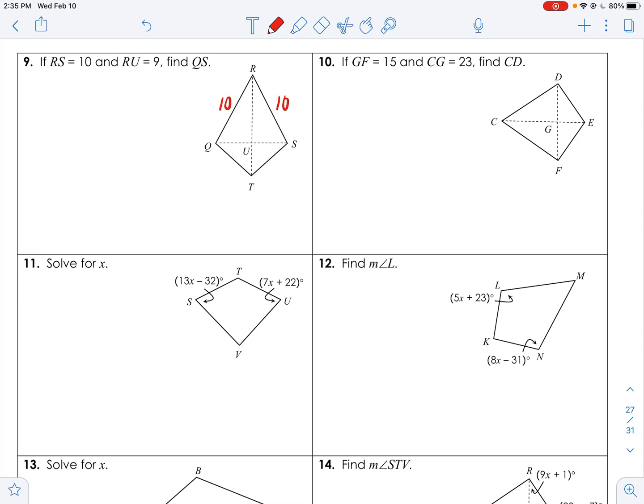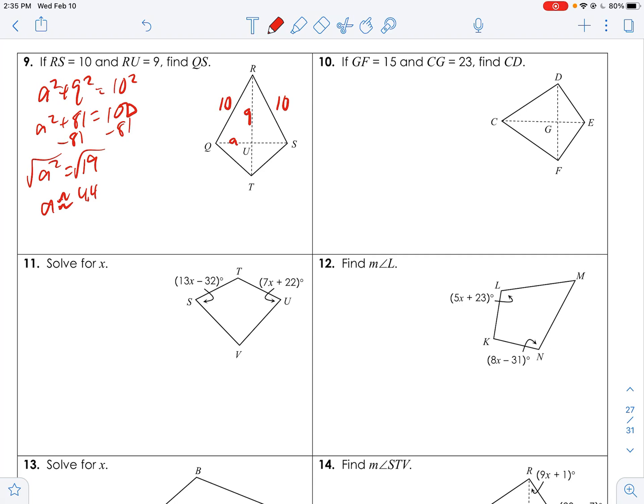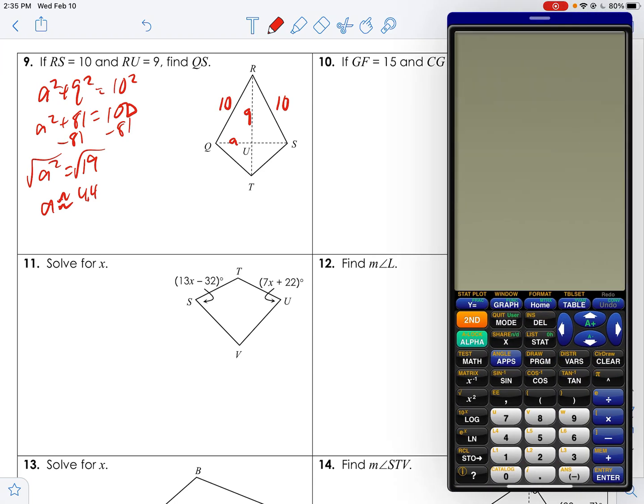So here we go. RS is 10, so is RU. RU is 9. QS is what we have to find. Well, we can find this little piece right here. So a squared plus 9 squared equals 10 squared. A squared plus 81 equals 100, minus 81. A squared equals 19, square root. A is approximately 4.4, I think.